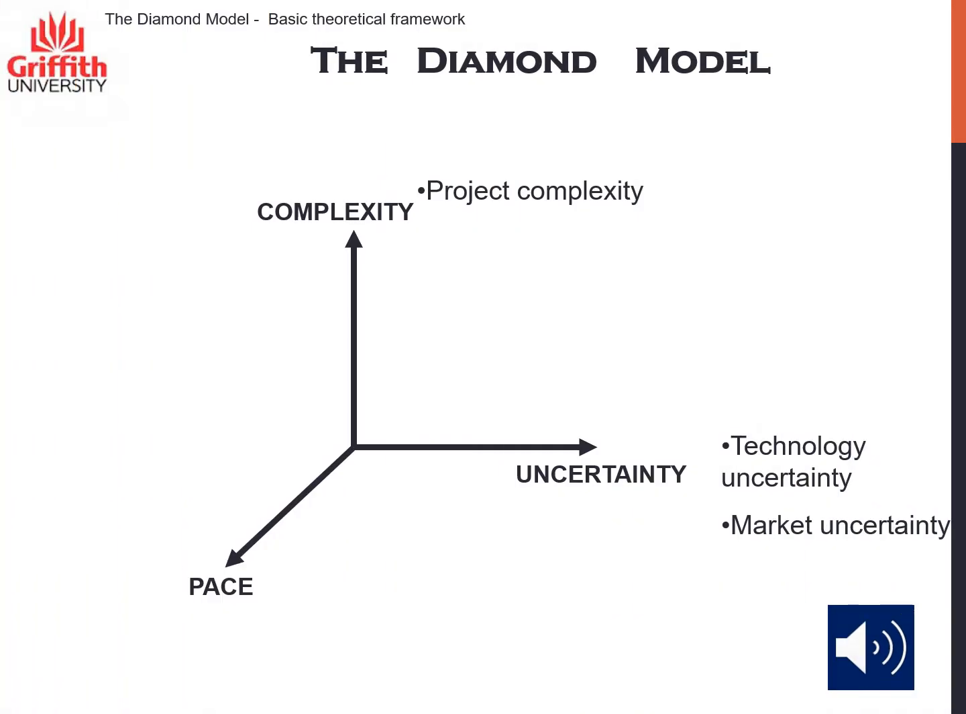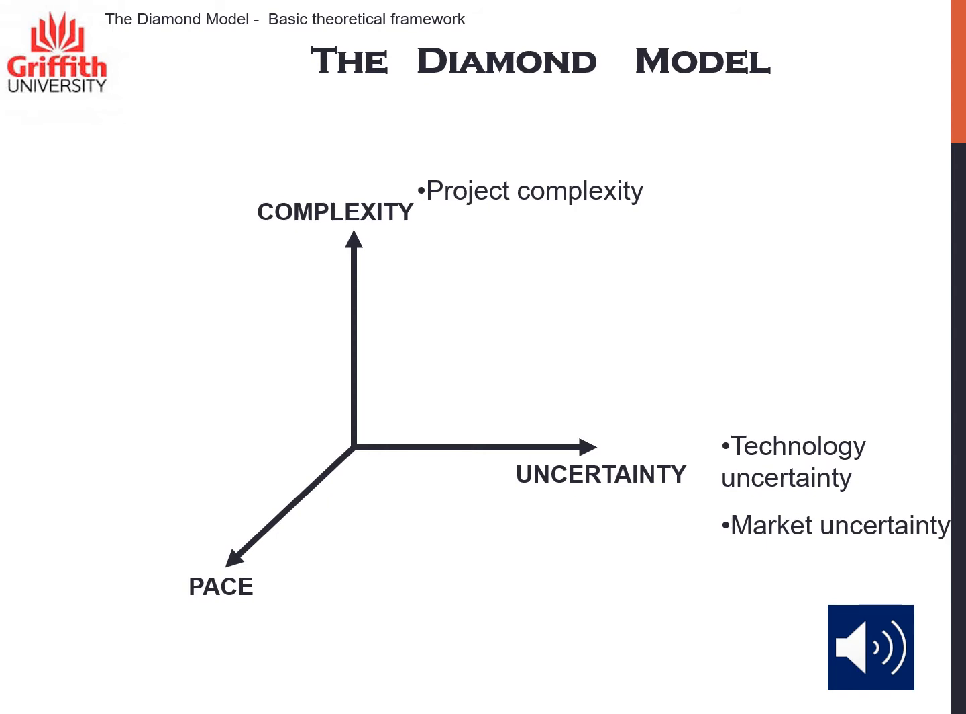The diamond model is based on 3 dimensions: complexity, uncertainty, and pace. In terms of complexity, the diamond model looks at the complexity of the project. That is, it looks at the scope of the project. This refers to the number of tasks and the degree of interdependency among those tasks. Uncertainty refers to 2 types of uncertainty: uncertainty related to the technology or to the tasks, and uncertainty related to the market. This means that uncertainty is really how much we do not know about the technology or tasks.